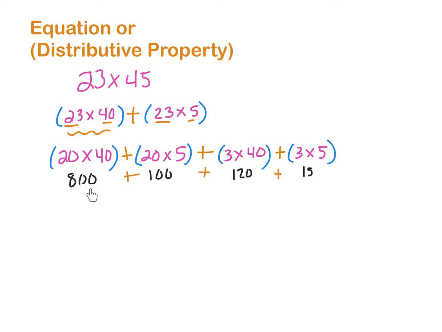And I get my partial products, which add together. We think, oh, I can put those hundreds together and get 900. And then I can put this together pretty easy in my head. I get 135.